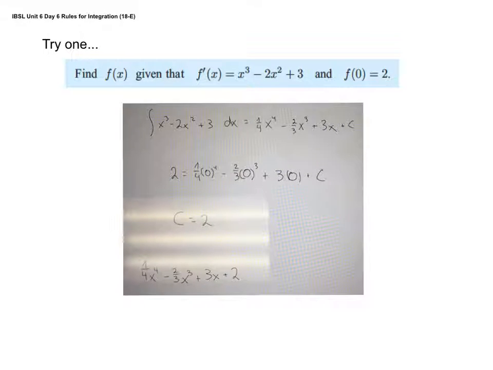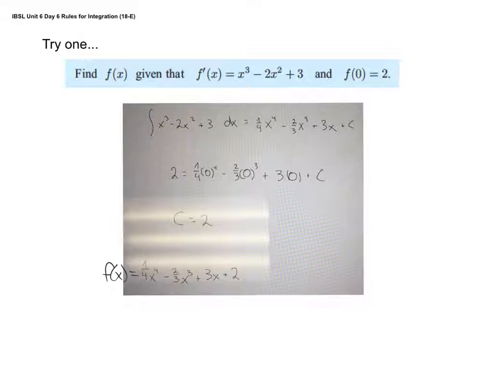Looking at this, we take the integral: 1/4 x to the 4th minus 2/3 x cubed plus 3x plus c. You plug in a 0 for x and a 2 for y, or f of x, and you figure out c equals 2. So therefore, our final answer here is that f of x equals 1/4 x to the 4th minus 2/3 x cubed plus 3x plus 2. Nice job.